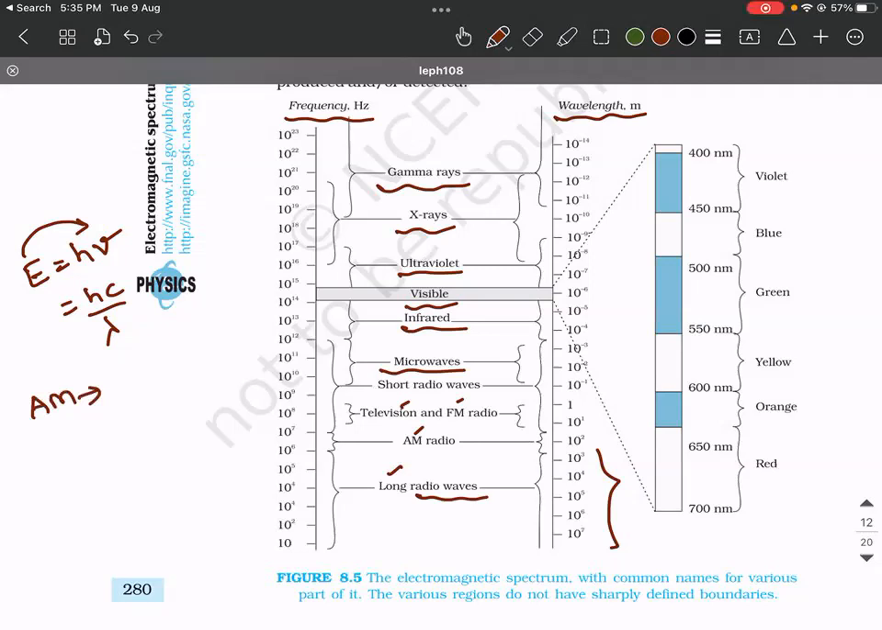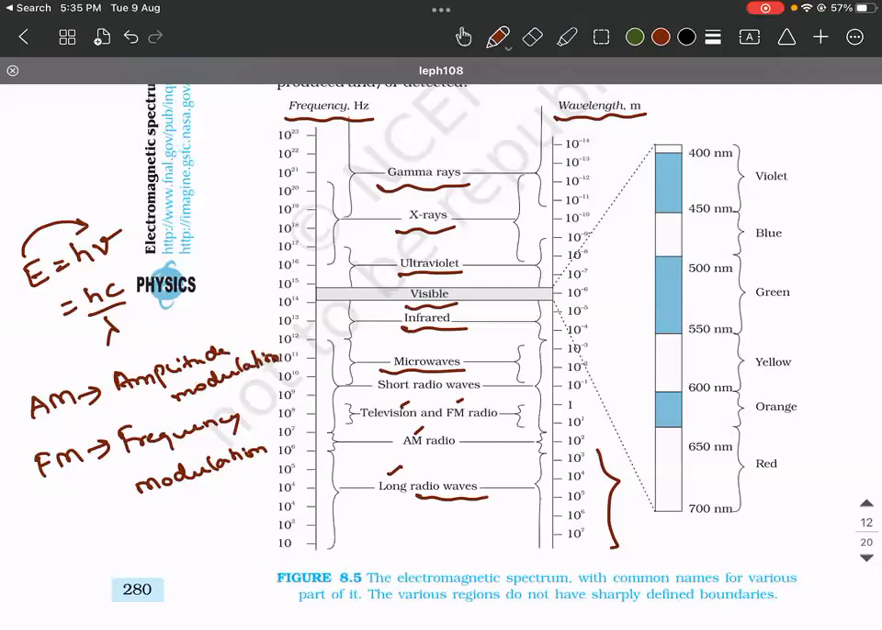Any idea about what is AM? Okay, at least you listen to FM, right? What is FM? Frequency modulation. So what does A mean? Just amplitude modulation. That's it.